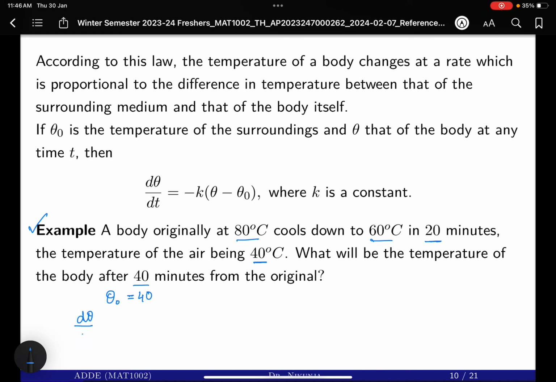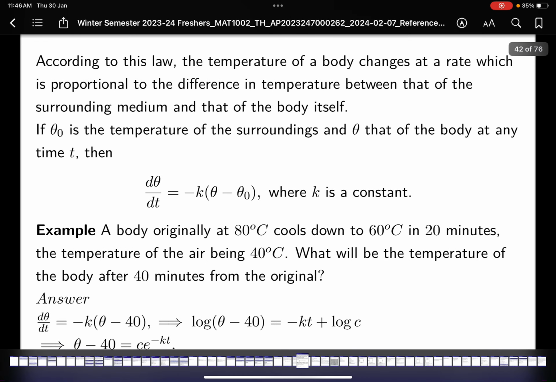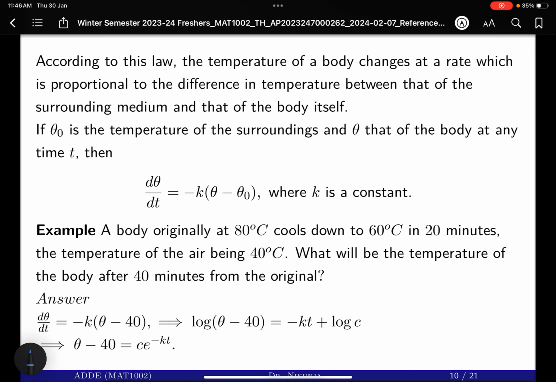So basically d theta/dt is going to be minus k (theta minus 40), where 40 is theta 0. This is the equation you are having. Now from this equation you need to find an expression for theta, and finally at t equals 40 you need to find the theta value. This is the question. I'm going to the solution in the next slide. Here you can see the solution.